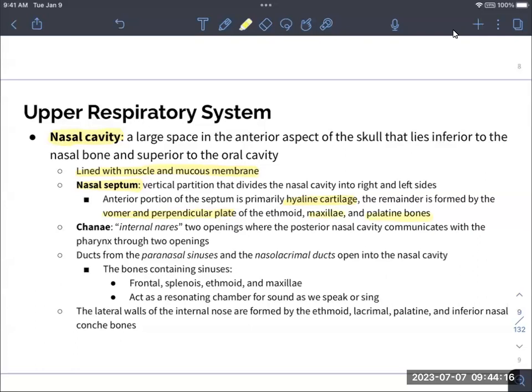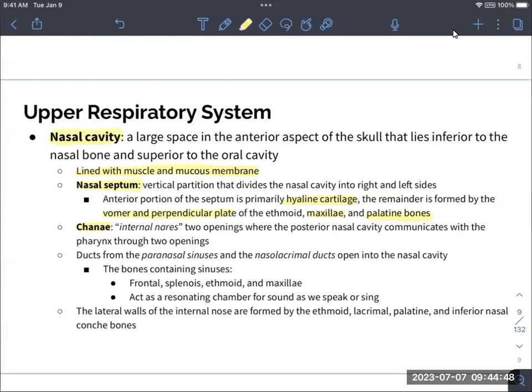The choanae, or internal nares. This is an opening in the back of that nasal cavity that allows that air to go into that pharynx, the back of your nose, throat. That whole area is known as the pharynx.